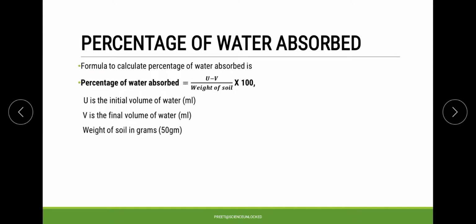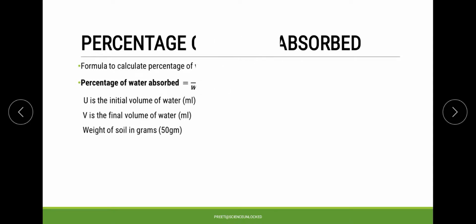with which we can find out the difference in the overall water absorbed. This is done with the help of a formula: the initial volume, that is U, minus the final volume, that is V, divided by the weight of the soil that we have taken, only 50 grams, and as it is a percentage, we multiply the same formula by 100. That is how the percentage of water absorbed is calculated. That is the second property of soil with which we can differentiate between soils.